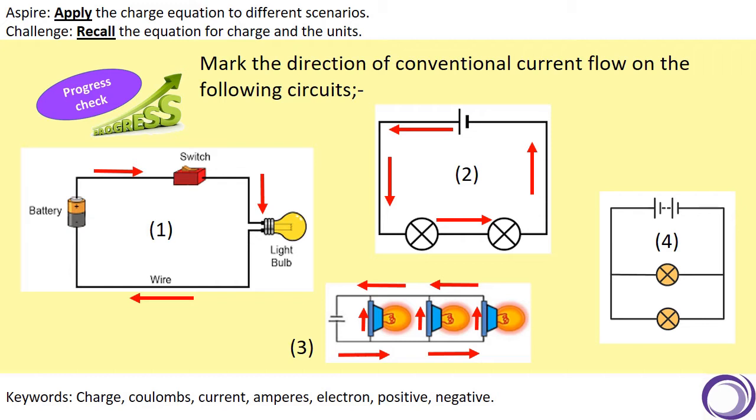Last one, look for the big line on the battery symbol, because that's the positive. Comes out of there. Some of it goes through one bulb, some of it goes through the other, but it all goes back into the negative side of the battery. Well done if you've got that right. That's quite important. They probably wouldn't ask you to do that in an exam, but you might need it in order to do another question.